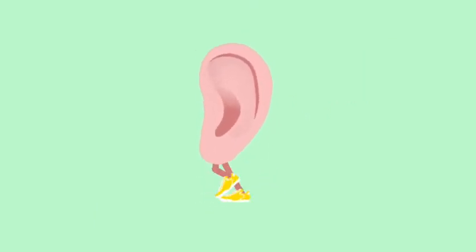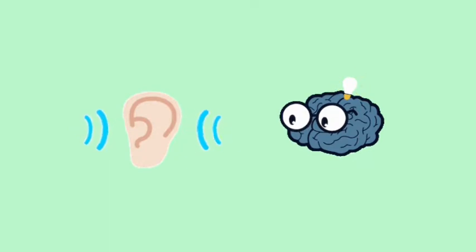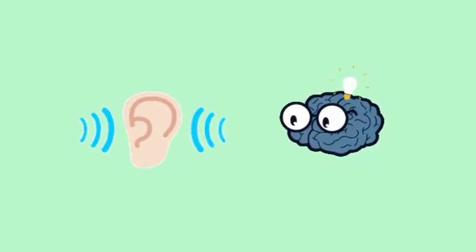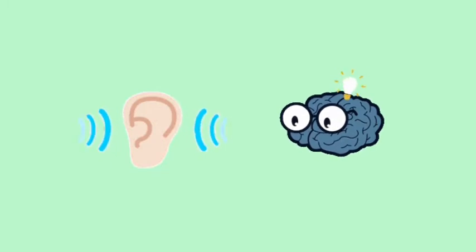Ears also convert sound waves into electrical signals, which are also conveyed to the brain, and the brain processes these signals, allowing us to hear.